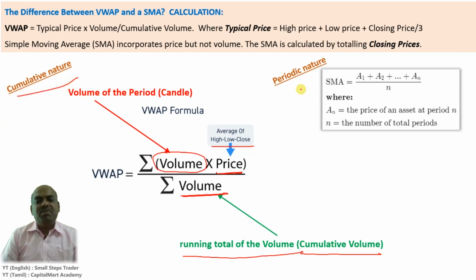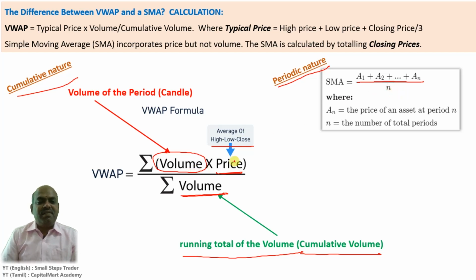But simple moving average and all other indicators we call periodic in nature. I mean, whatever period we use, that many periods it takes. For example, 9 SMA or 20 SMA will take 9 periods and 20 periods. See, for example, SMA will take only the closing price of the candle for the calculation. It doesn't bother about the high and low of the candle. Similarly, it won't take any volume information here.